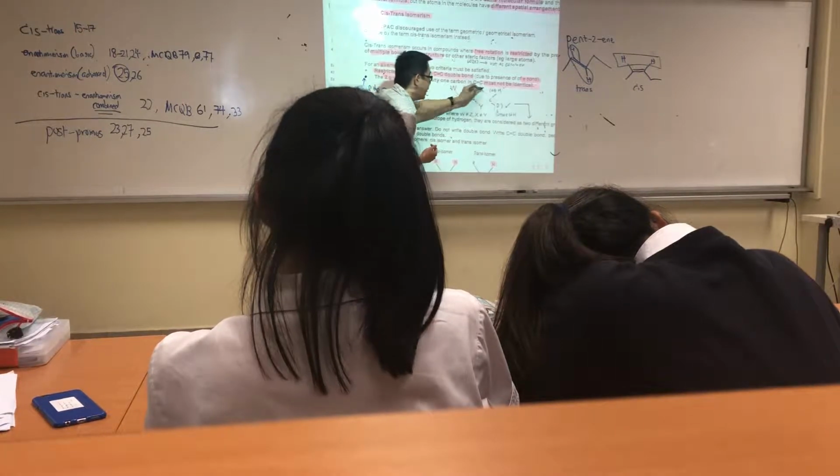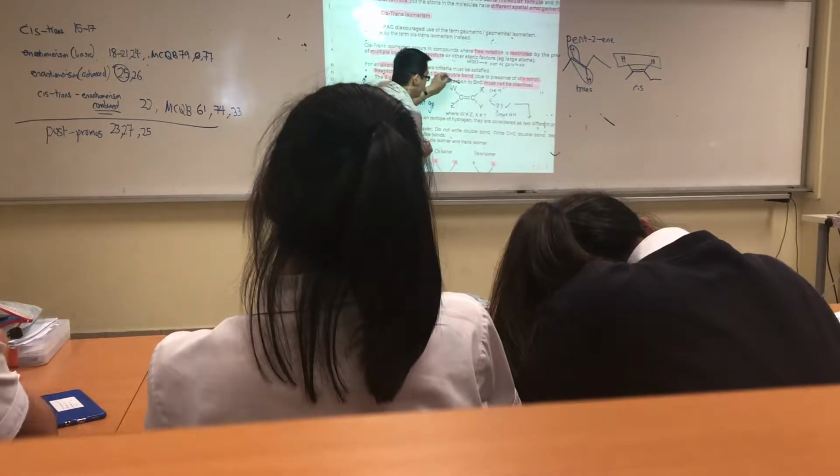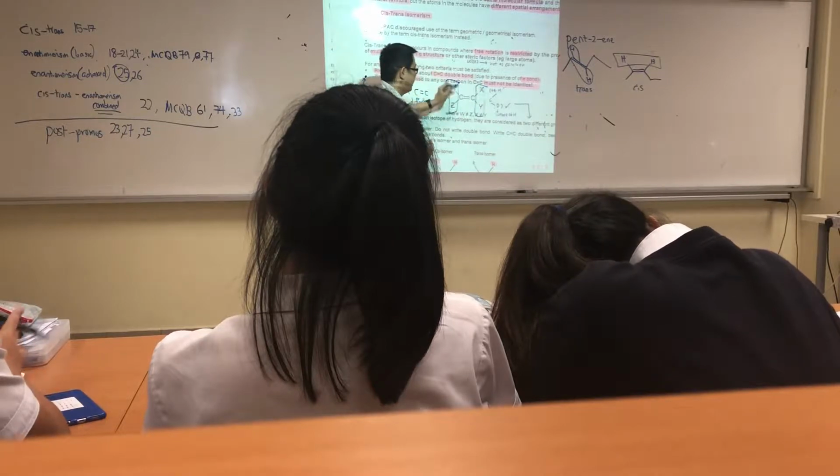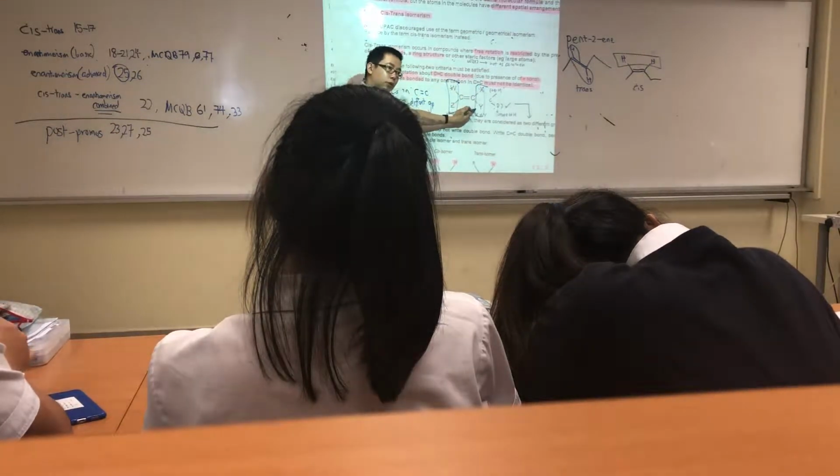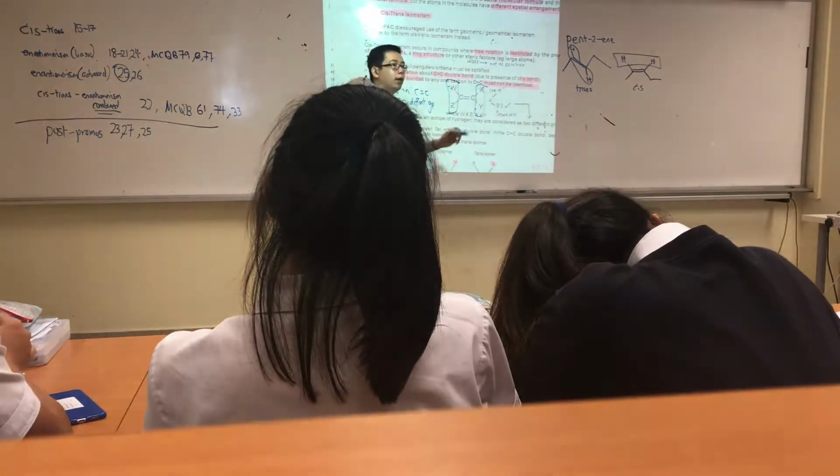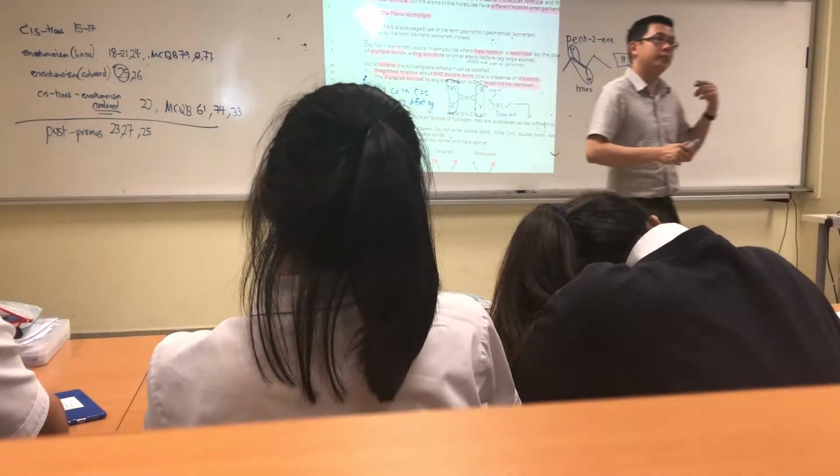So we are not comparing like that. We are comparing this versus this and this versus this. X is indeed different from Y. Good. And W is indeed different from Z. And hence this thing shows cis trans.